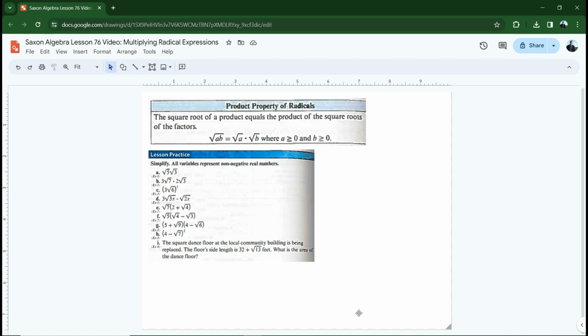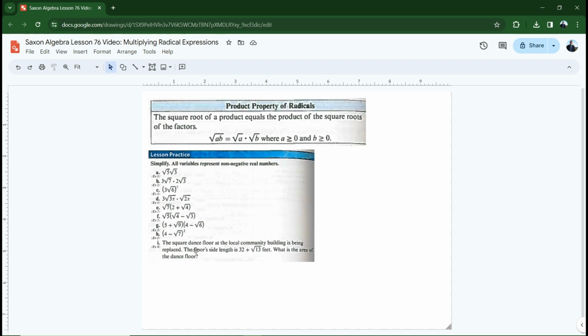Hey, algebra students, in this lesson, we are going to be learning how to multiply radical expressions. Now, remember, an expression in mathematics is a statement that has numbers, variables, and arithmetic operators. You can also include things like radicals, like we're going to be dealing with here, or squares or cubes, all of those sorts of things. You'll see that all of the things in our lesson practice involve expressions.